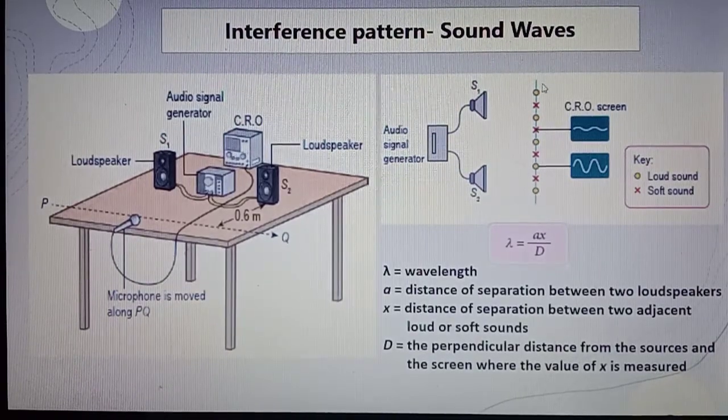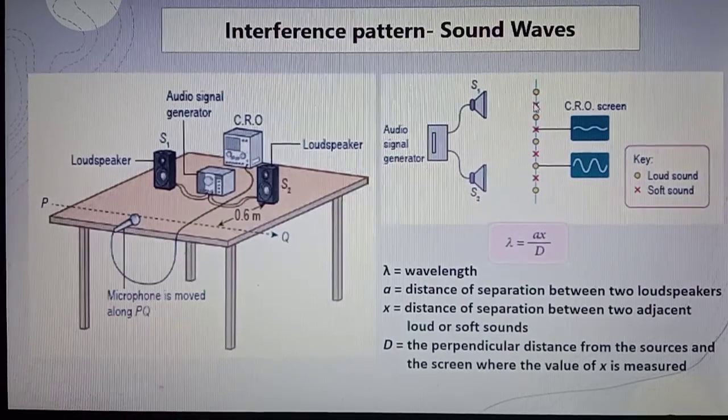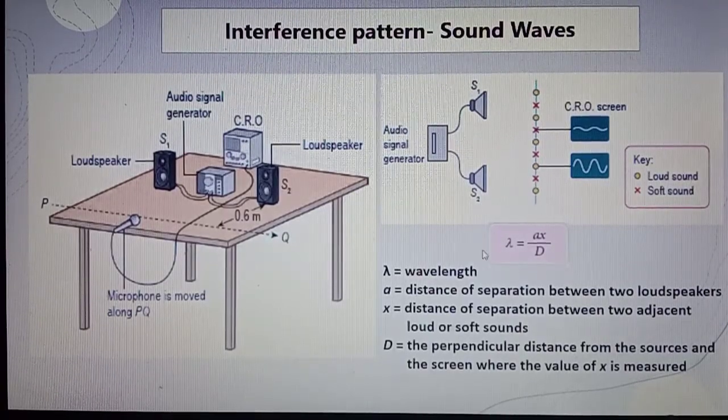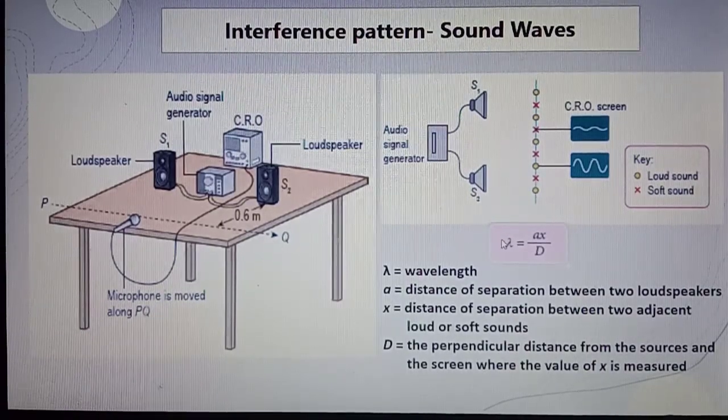So this case also produces an interference pattern. Loud sound is actually constructive interference. Weak or soft sound is destructive interference. So for sound waves we can also apply the same formula: lambda equals a x divided by D, where lambda is the wavelength of sound.